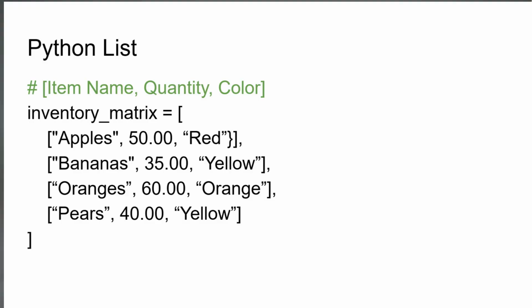So in Python, the way we would create that matrix that you just saw was creating an inventory matrix variable. And you can also assign and add to matrices. But something like apples is 50 and red. Bananas, 35.00 in yellow. Oranges, 60.00 and they're orange. Pears, 40.00 and they're yellow. And putting the .00 in the numbers makes them floating point numbers for the prices.